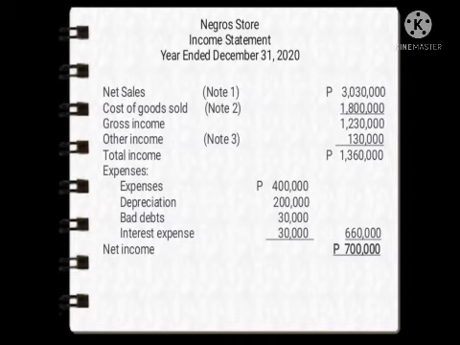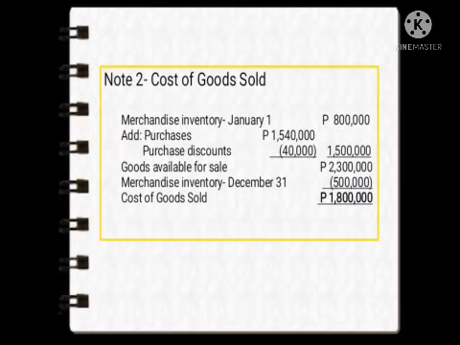1,800,000, which is obtained from the merchandise inventory at the beginning of the year, which is 800,000, add the purchases less purchase discount, which is 1,500,000, is equal to the goods available for sale, which is 2,300,000, less the merchandise inventory at the end of the year, which is 500,000. 2,300,000 less 500,000 is equal to 1,800,000 cost of goods sold.